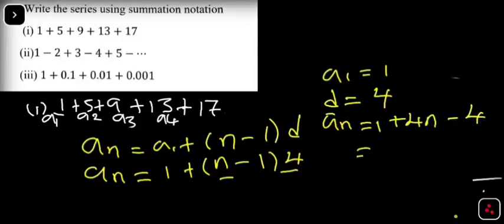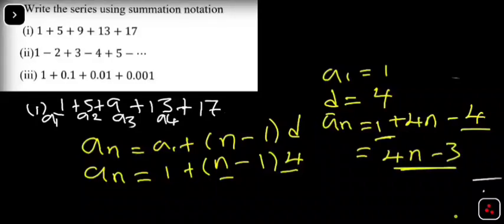Since we have negative 4 and 1, when you do your calculation you find 4n. What is 1 minus 4? 1 minus 4 is negative 3. So this is our general term, 4n minus 3.